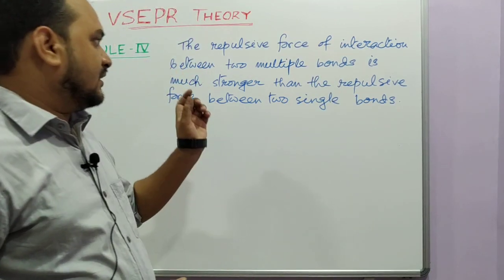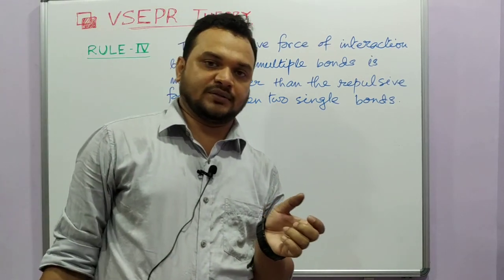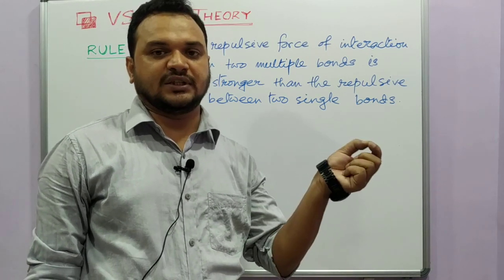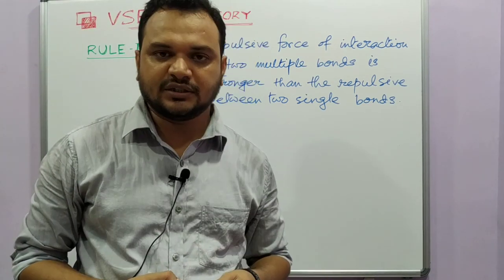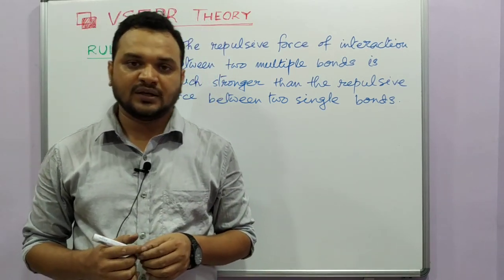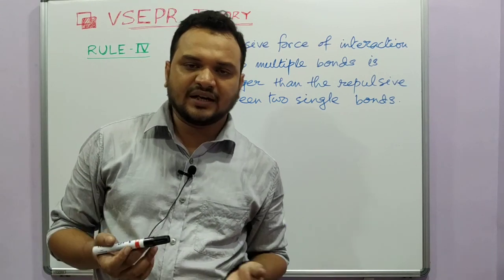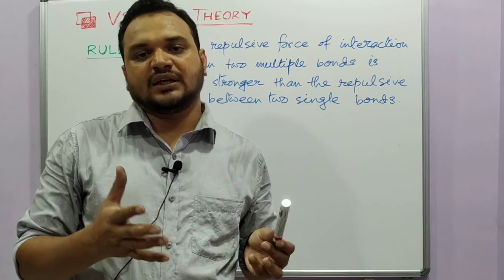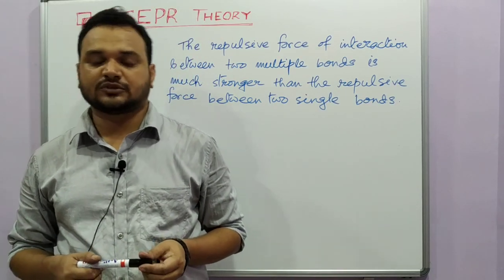That means when we increase the bond multiplicity or bond order, what is that? For triple bond, the multiplicity is 3. How many bonds are there? Or order is 3. For double bond, the order is 2. For single bond, the order is 1 or multiplicity 1. So when we increase the multiplicity of a bond, then the repulsive force also increases, just because of the greater amount of electron density. In a double bond, there are 2 electron pairs, so the electron density is greater, and that's why it exerts a greater repulsive force of interaction.